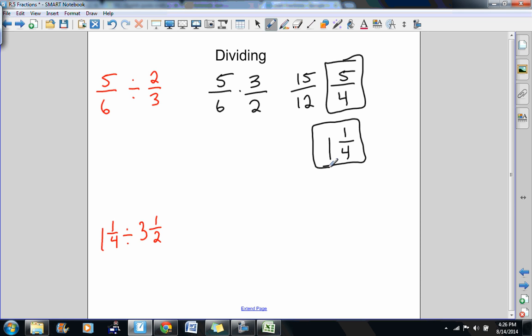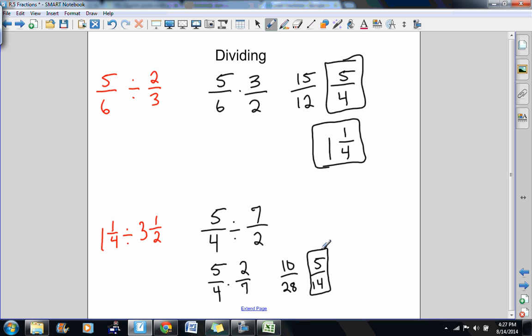And for the last problem of the video, I know you're really sad to hear that, is 1 1/4 divided by 3 1/2. I have to turn them both into improper fractions, so I get 5/4 divided by 7/2. Now I have to flip the second fraction and turn it to multiplication. So I get 10/28, which simplifies to 5/14. And that one has no extra step to it.